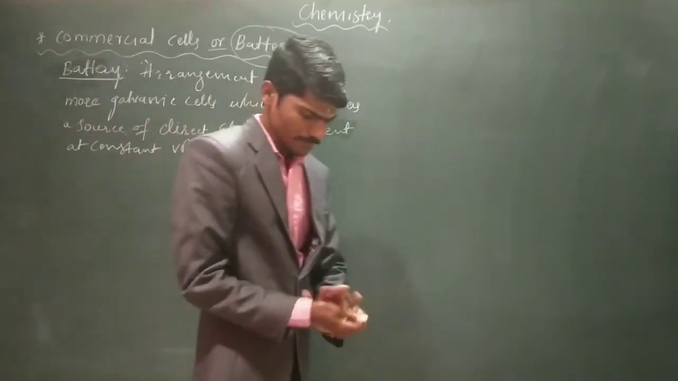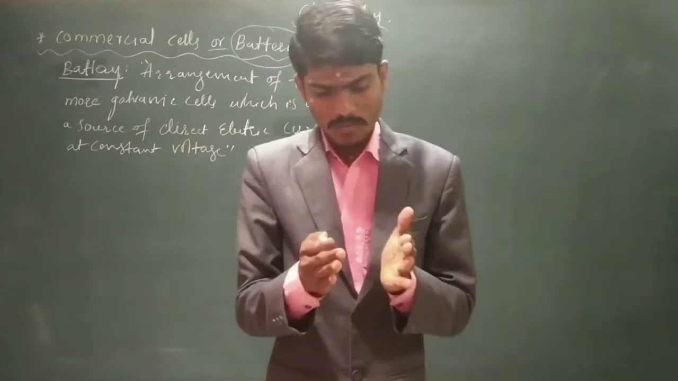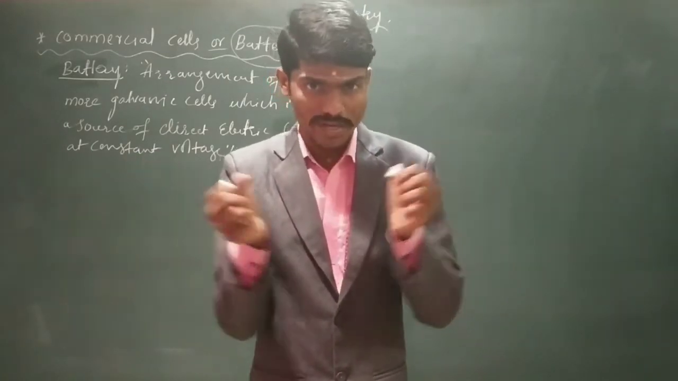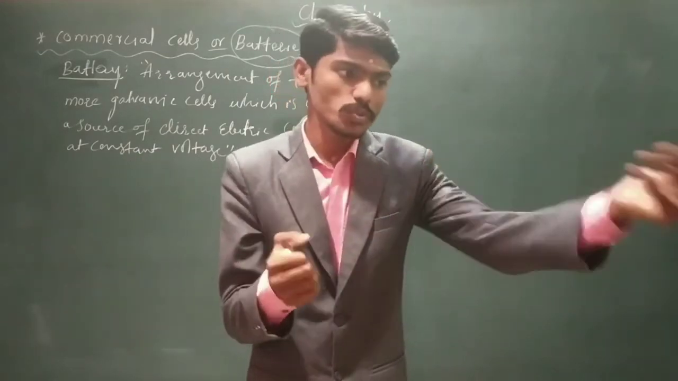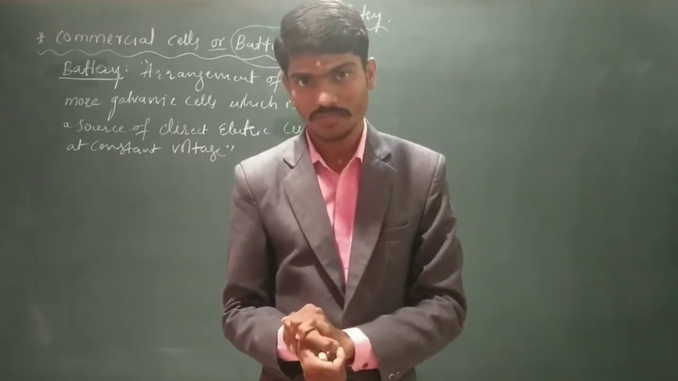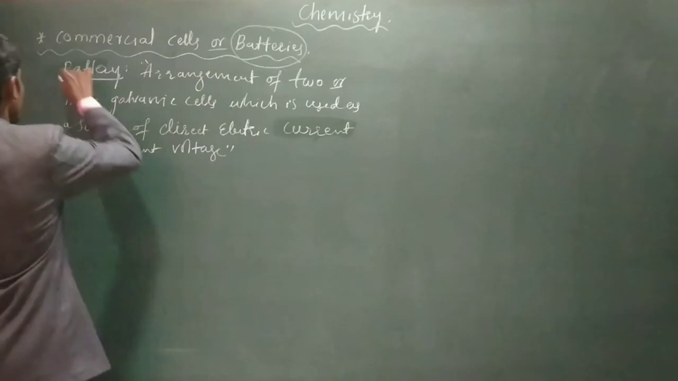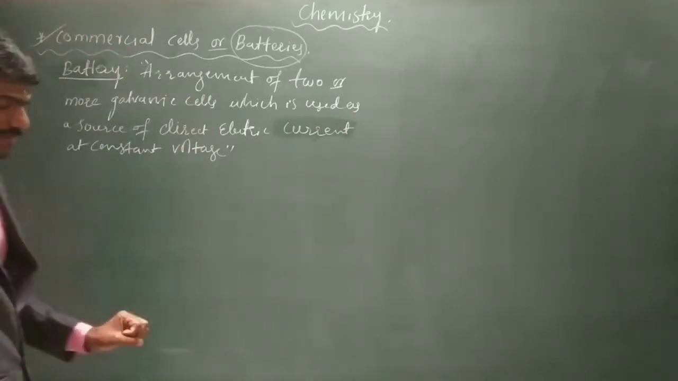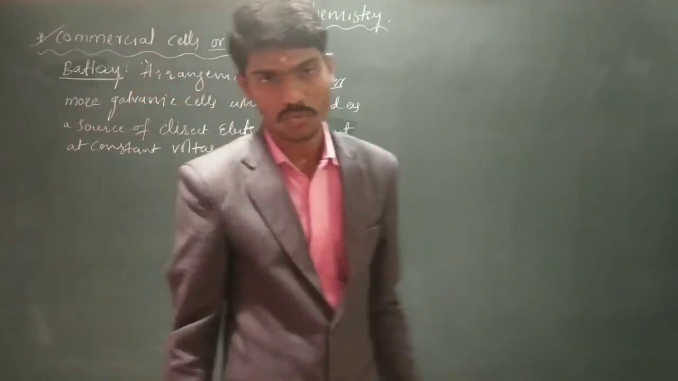Simple है यहाँ पर. Just batteries is nothing but two or more galvanic cells को connect किया है and which is used as a source of energy. यहाँ पर constant voltage आना चाहिए. This we can call as batteries, or commonly known as some commercial cells बोल सकते हैं इसको.